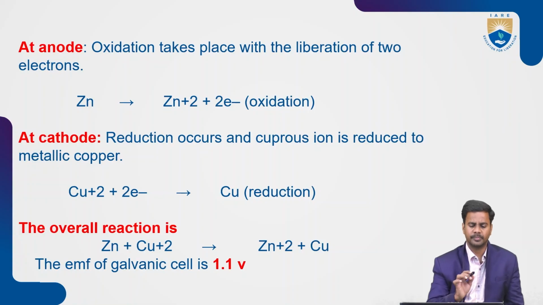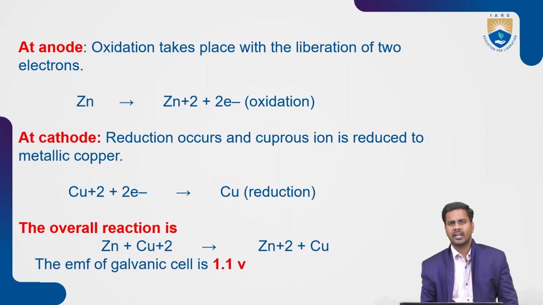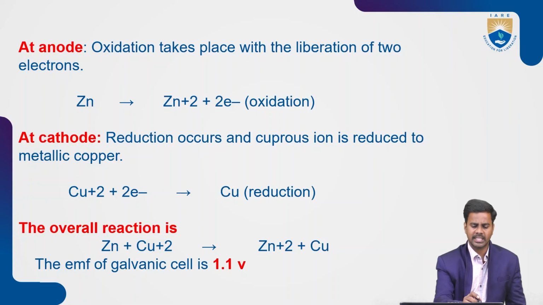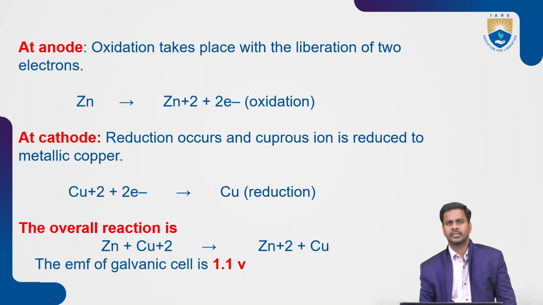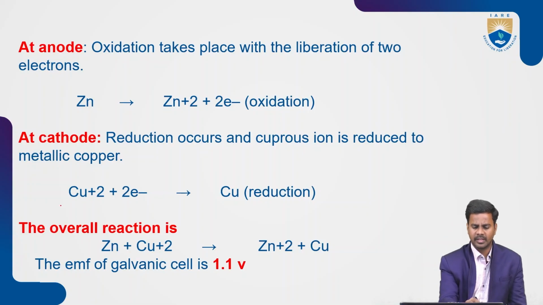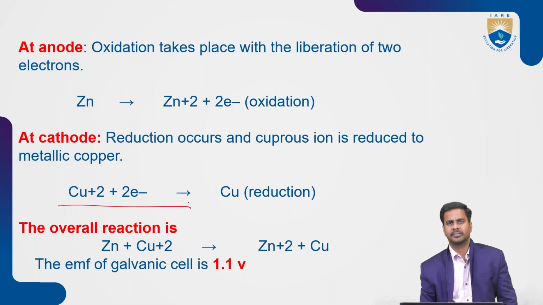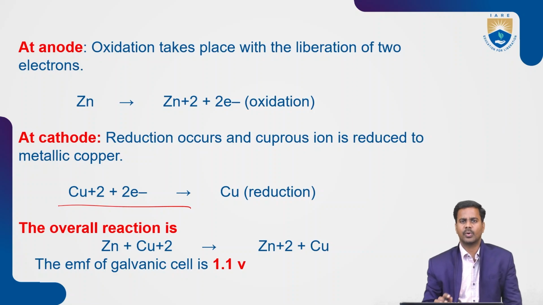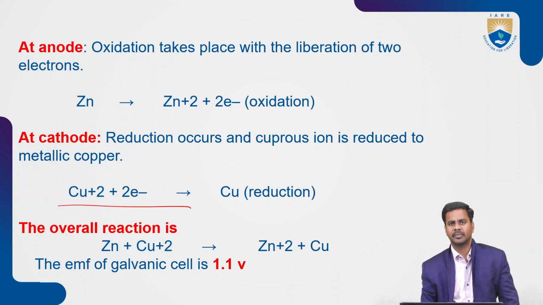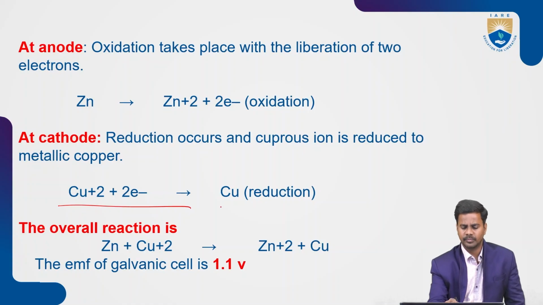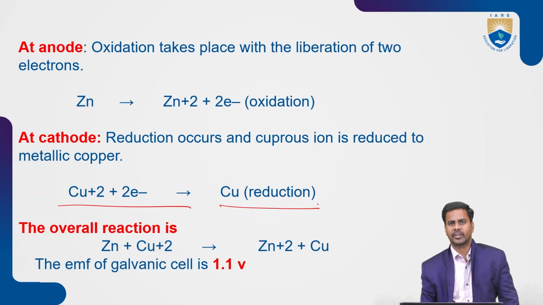Next, coming to the cathode. The cathodic compartment contains a copper electrode dipped in copper sulfate solution. There copper acts as the cathode. That means reduction takes place at the cathode. Here gain of electrons takes place at the cathode. Cu2+ ions convert into metallic Cu by gaining electrons.